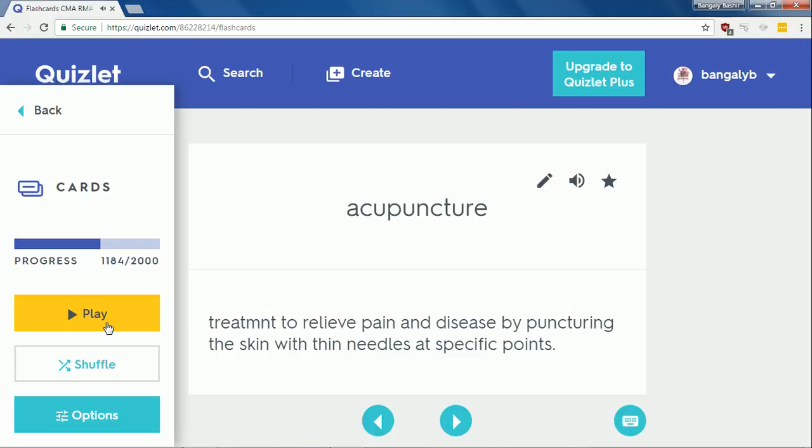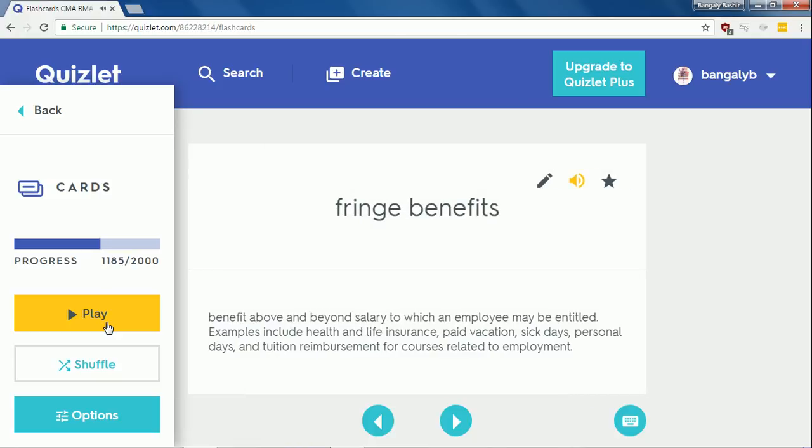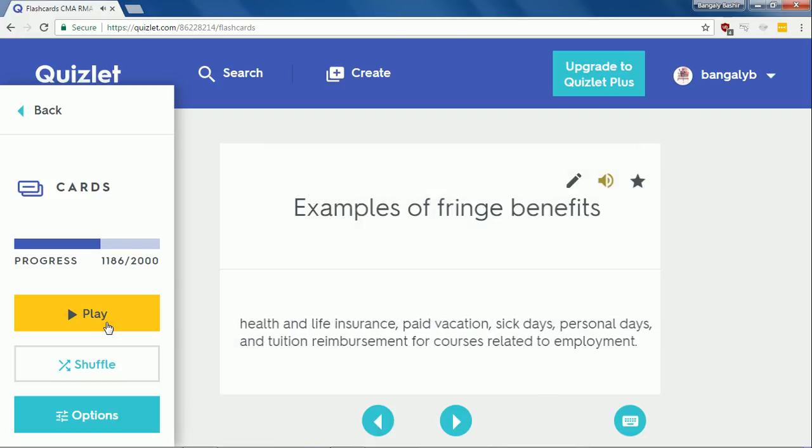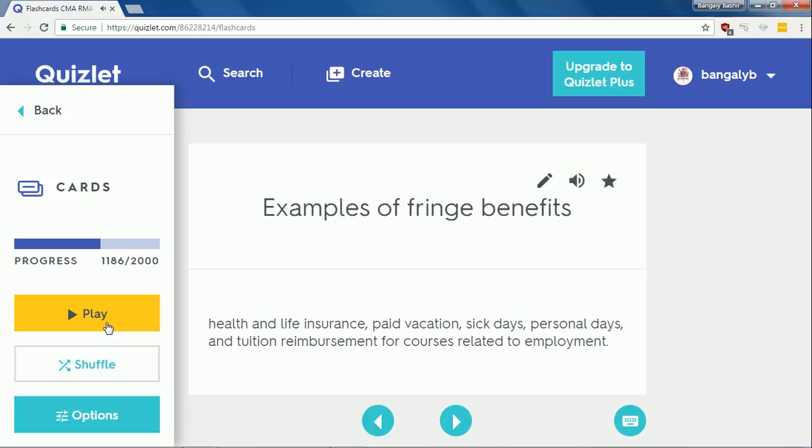Fringe benefits: benefit above and beyond salary to which an employee may be entitled. Examples include health and life insurance, paid vacation, sick days, personal days, and tuition reimbursement for courses related to employment. Examples of fringe benefits: health and life insurance, paid vacation, sick days, personal days, and tuition reimbursement for courses related to employment.